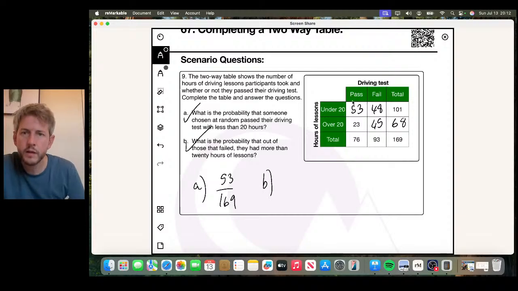And then B, what is the probability that out of those who failed, they had more than 20 hours of lessons? Out of those that failed, they had more than 20 hours of lessons. So 45 out of 93.